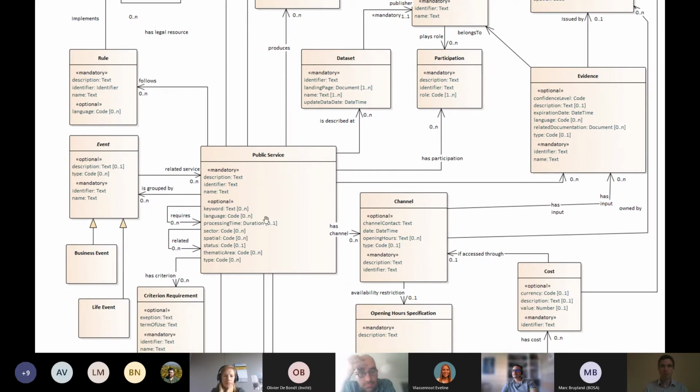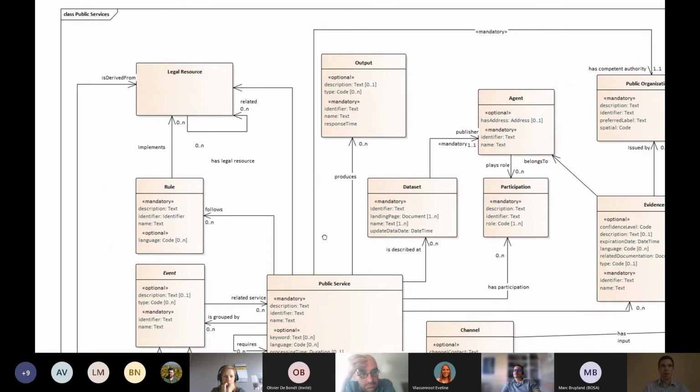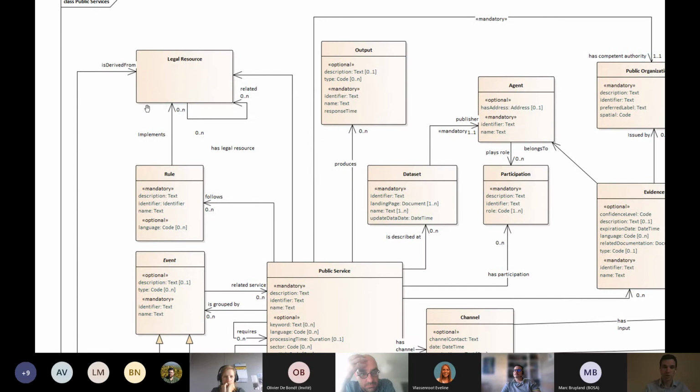here, what you can see is we have, of course, the class of public service, because this will be kind of the core of the model we are going to define. And this public service is coming from a specific legal framework, some legal resources that are setting the framework around this service. And through this framework, we have different rules that implement this legal text, and the public service is supposed to follow these rules.